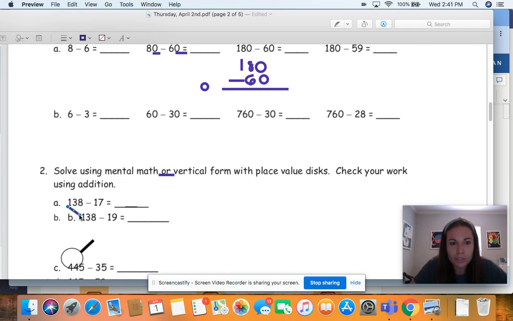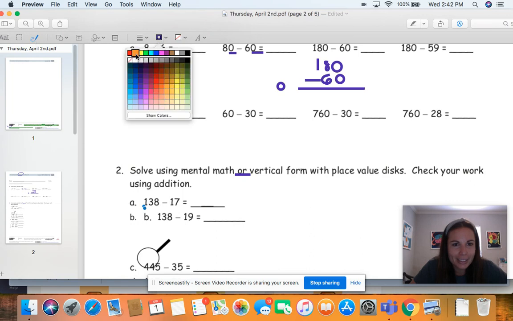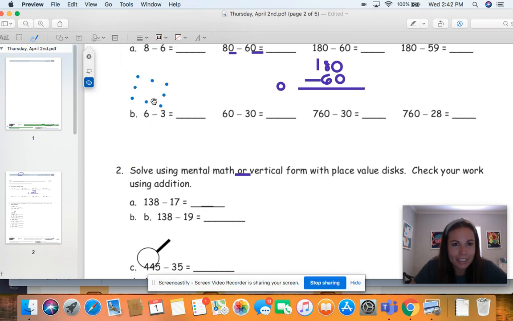So let's go through this one by one. I need a different tool. That's not gonna, let me see. Maybe if I do this. No.